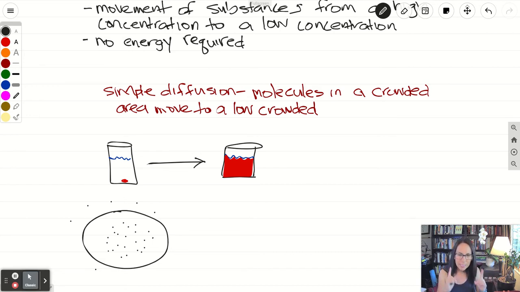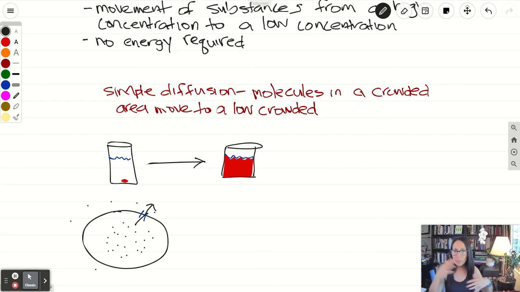So if there is a channel that allows the movement of salt, so I'm going to put a channel here, and this is a salt channel. If there is a salt channel, then salt is going to naturally move out of the cell because there is more salt on the inside of the cell and less salt on the outside of the cell. This is called simple diffusion, okay?